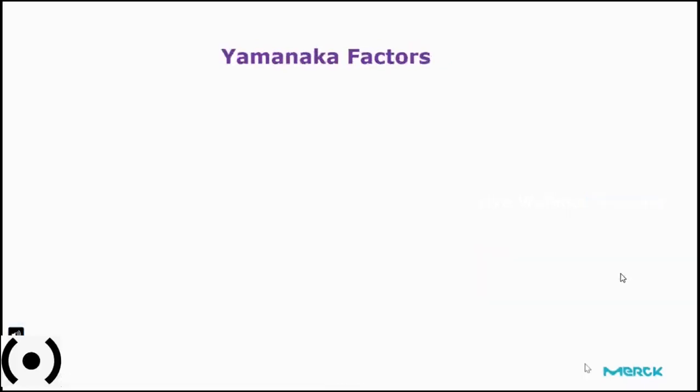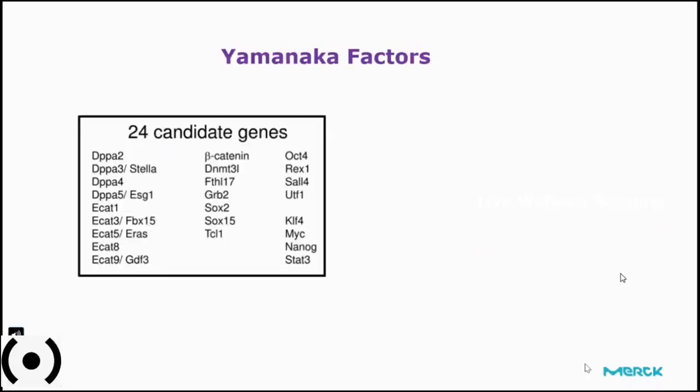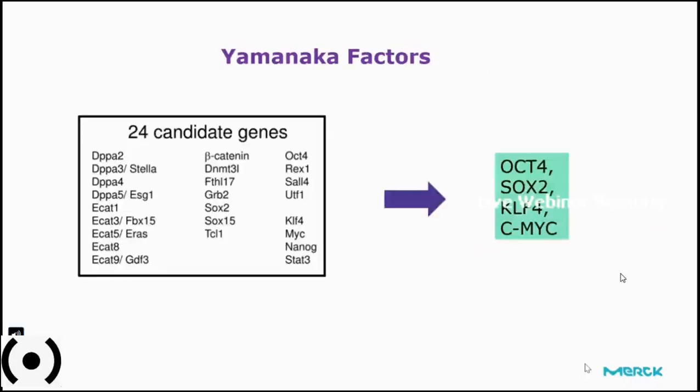And finally, after this experiment, he narrowed down from 24 genes to 4 important genes: OCT4, SOX2, KLF4, and CMYC. And he proved that just by delivering these 4 different genes into normal cells, your normal somatic cells will be converted into pluripotent cells. So this he proved, right? And these 4 factors, these genes, actually code for transcription factors, right?